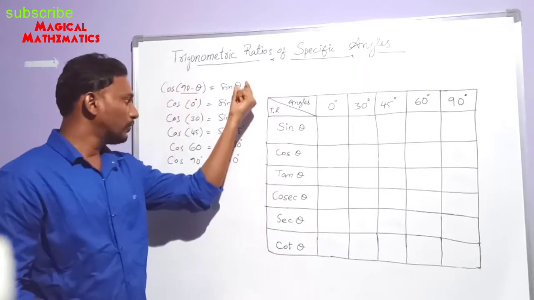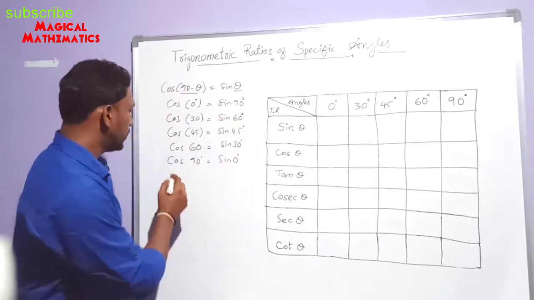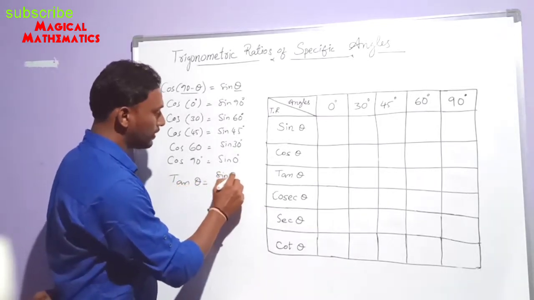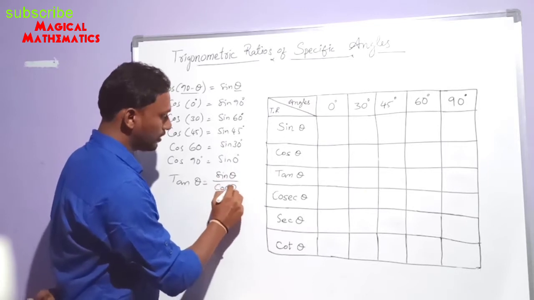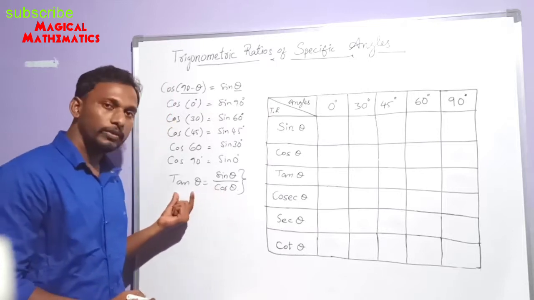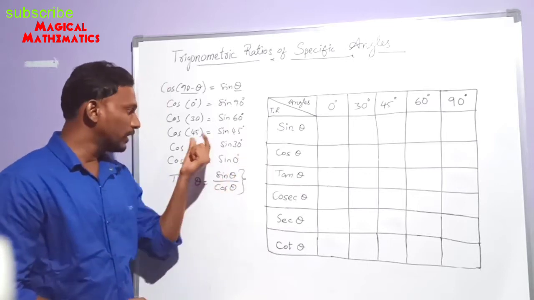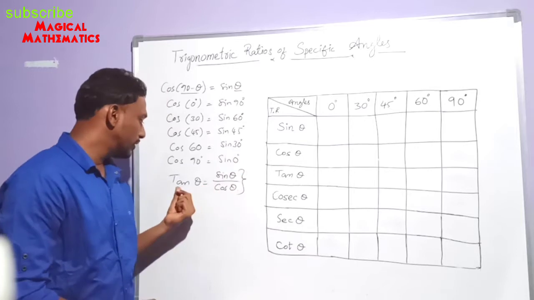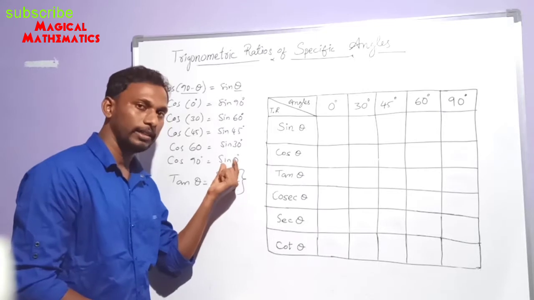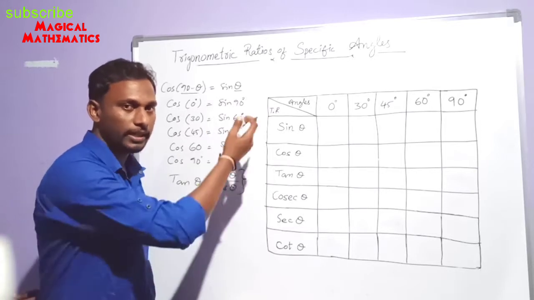So first of all we have to know the sin values, right? This is one relation we got. Next, we know that tan theta is equal to sin theta by cos theta. If you know the sin value and cos value, we will get the tan value also. So cos and tan values are depending on the sin values.